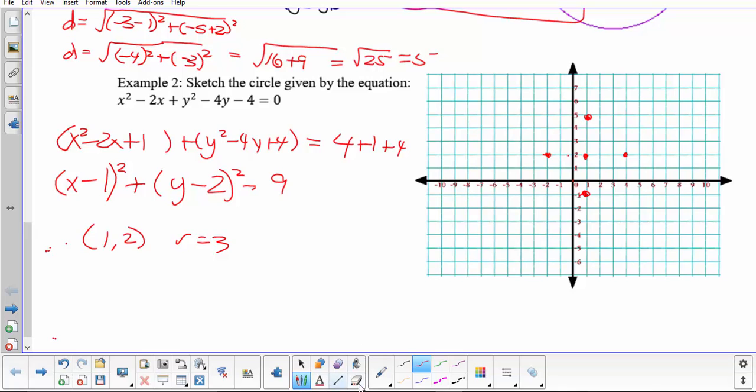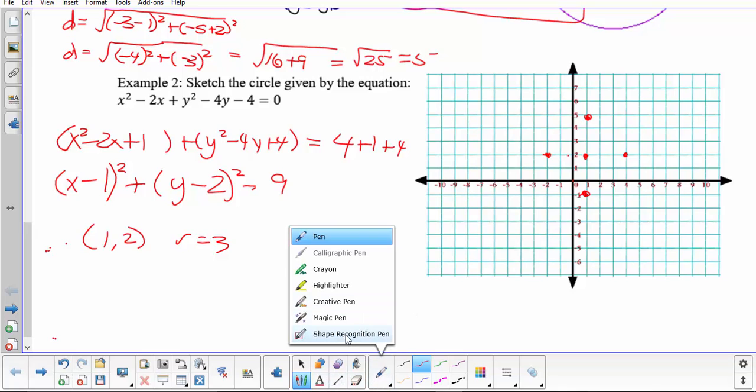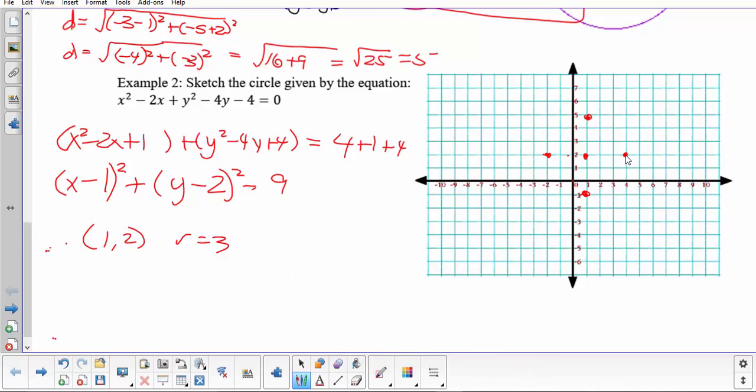I'm going to see if my shape recognition pen will be able to track my circle. I'm going to try very hard to catch all of my points and see if it'll make it a circle. Yay! It made it a circle. Okay, so I've got my circle, problem solved. Next question.